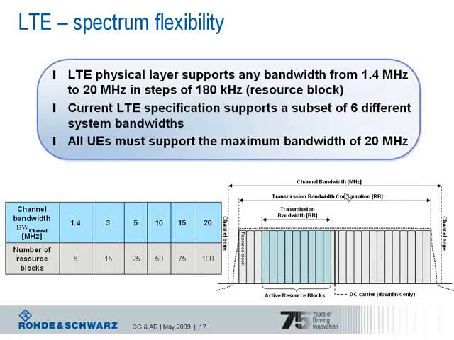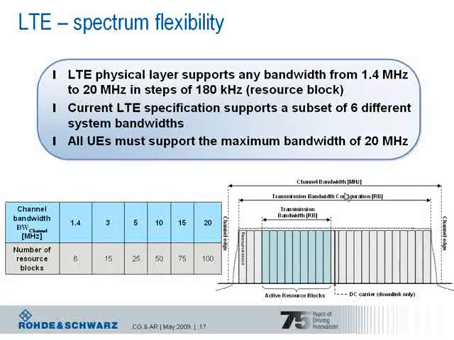Also important to note that all UEs must support the maximum bandwidth of 20 MHz, even though there may be smaller cell configurations available, and not all networks may support the 20 MHz depending on the spectrum that the operator has available.